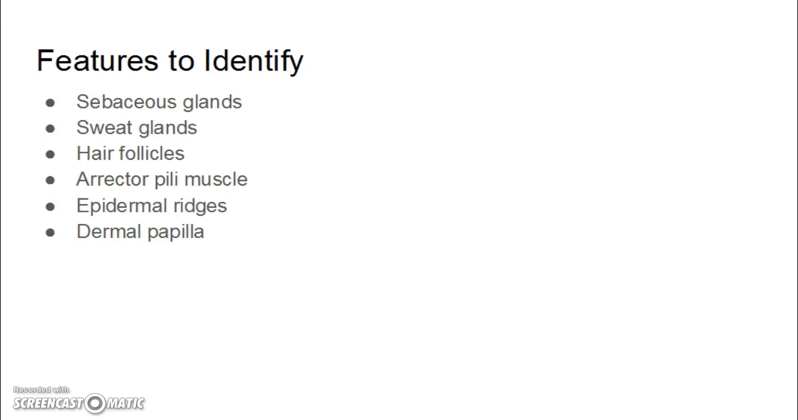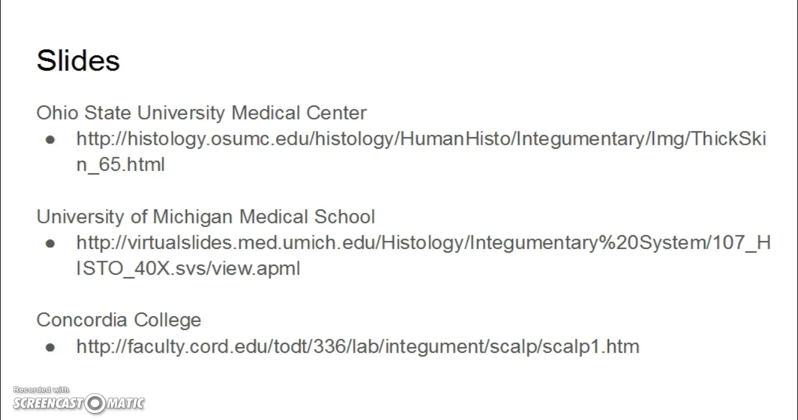Some of the features we'll see in the skin are sebaceous glands and sweat glands, hair follicles in the thin skin, as well as the erector pili muscles. And then we'll identify some epidermal ridges and dermal papillae. I'll be using slides from the Ohio State University Medical Center, University of Michigan Medical School, and Concordia College.